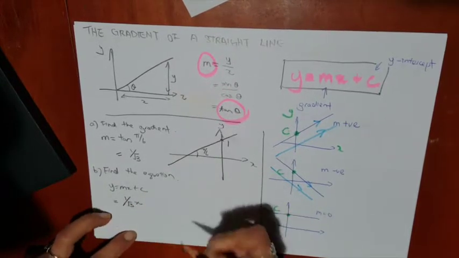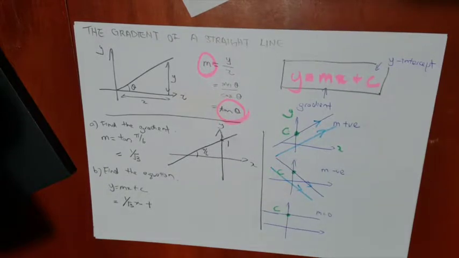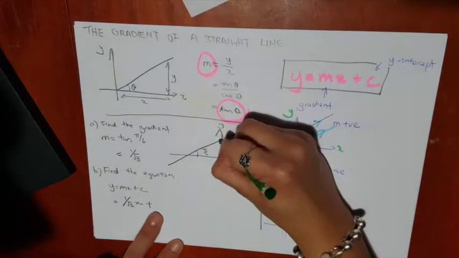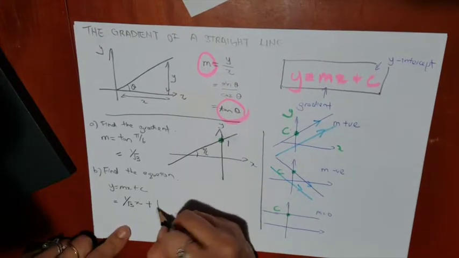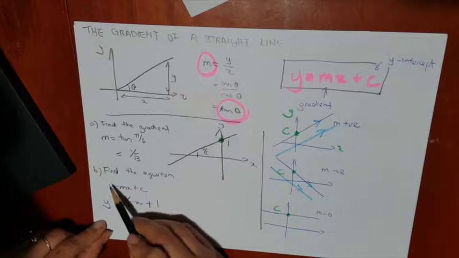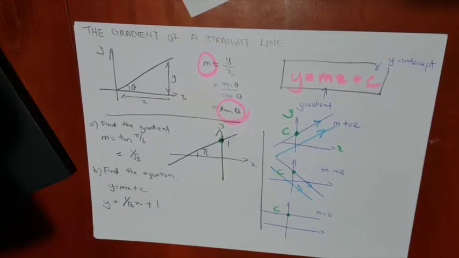X, we just copy it down. Plus, what's the value of my y-intercept here? So, green crayon. The value of my y-intercept is 1. So, if I want to write the equation of a straight line, the equation of the straight line is y equals 1 over square root 3 x plus 1.